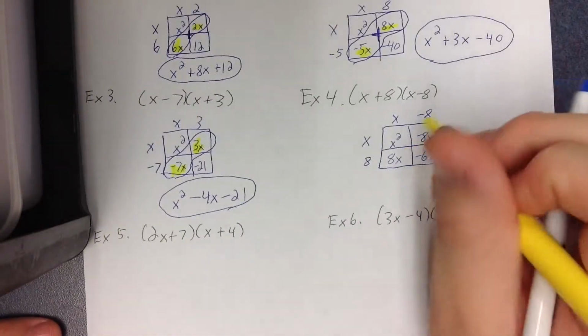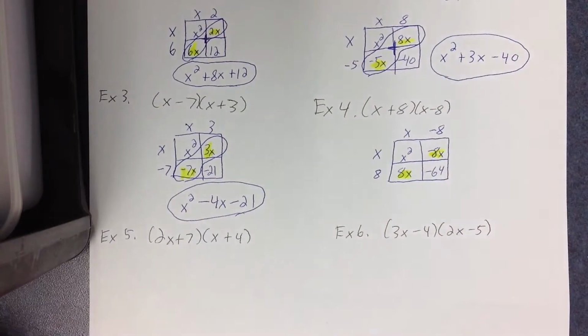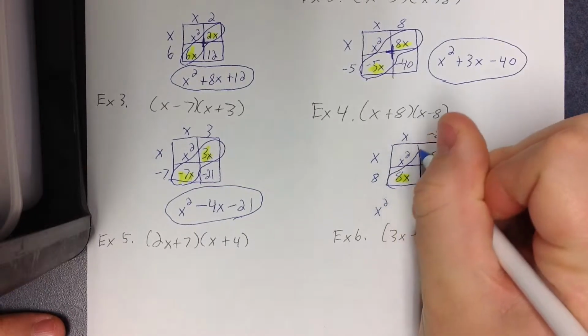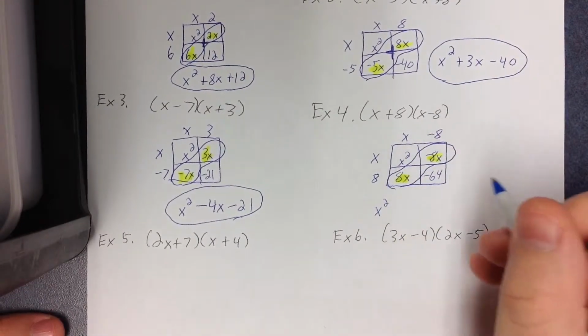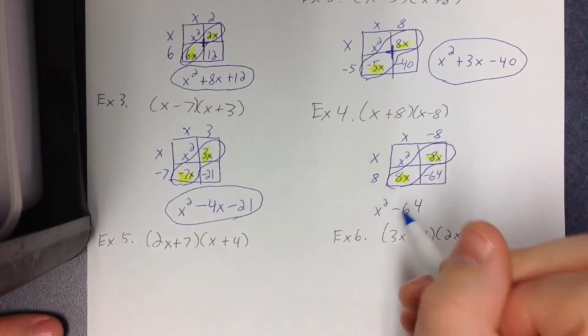So here my like terms are 8x and negative 8x. So that gives me x squared. Now if I combine 8 and negative 8, I actually get 0, so I don't need to put 0x. And then I got minus 64.